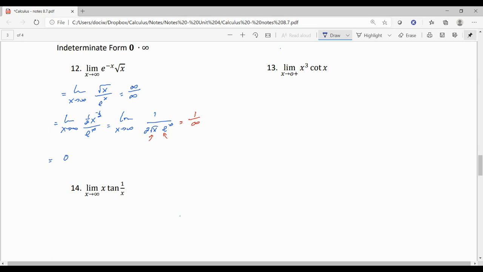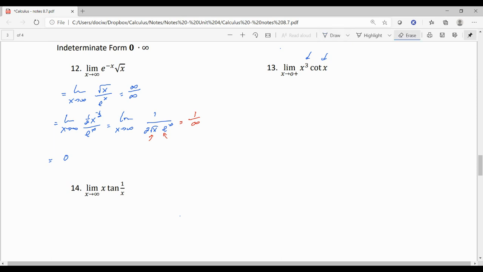Okay. Number 13, we're multiplying by the cotangent of x. As x approaches 0, x cubed is approaching 0, but the cotangent of x, if you remember what the graph of that looks like, is approaching infinity. I have a 0 times infinity.